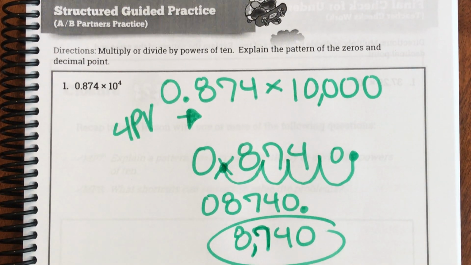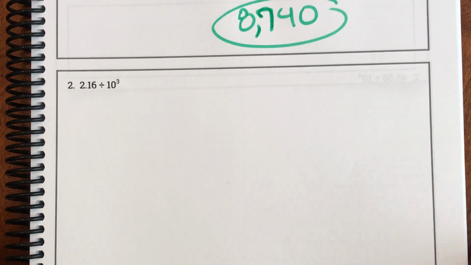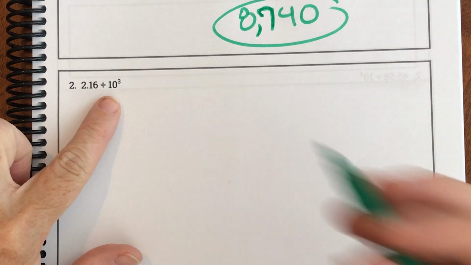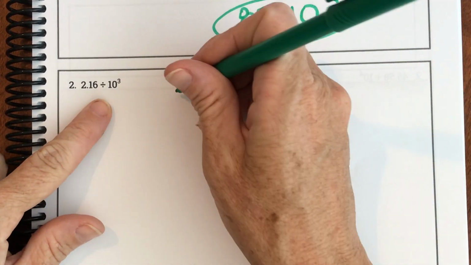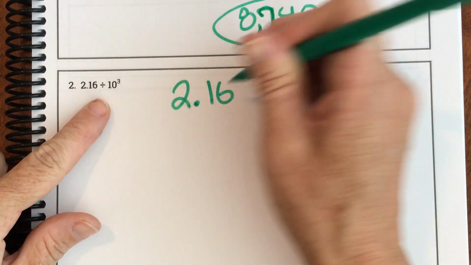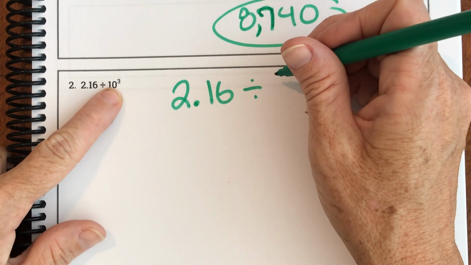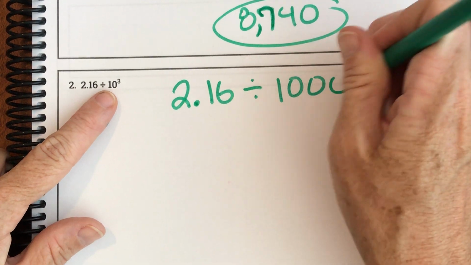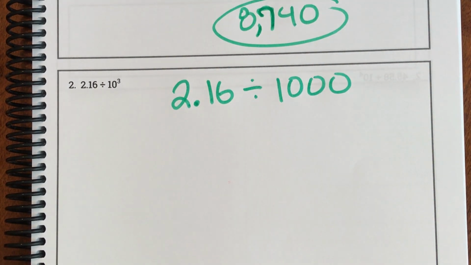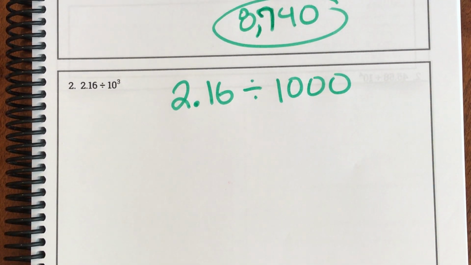Okay, let's try one more together. This is 2 and 1600ths divided by 10 exponent 3. Okay, so step 1 is they want us to get rid of the exponent. So we have 2 and 1600ths divided by, so exponent 3 means we're going to have 1, 2, 3 zeros, 1,000, because it's 10 times 10 times 10.